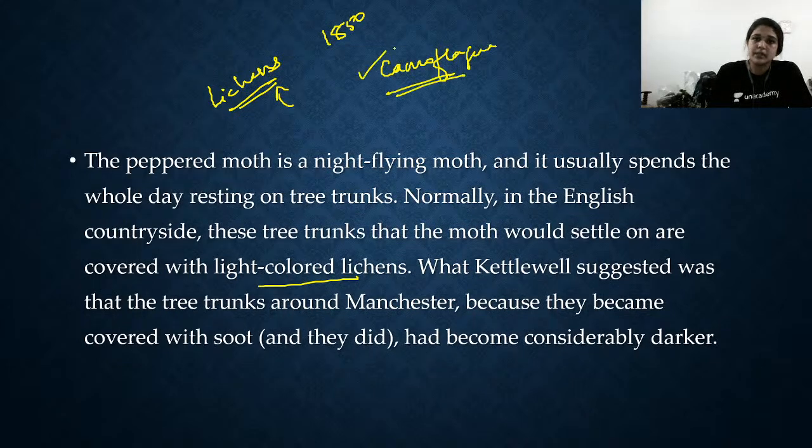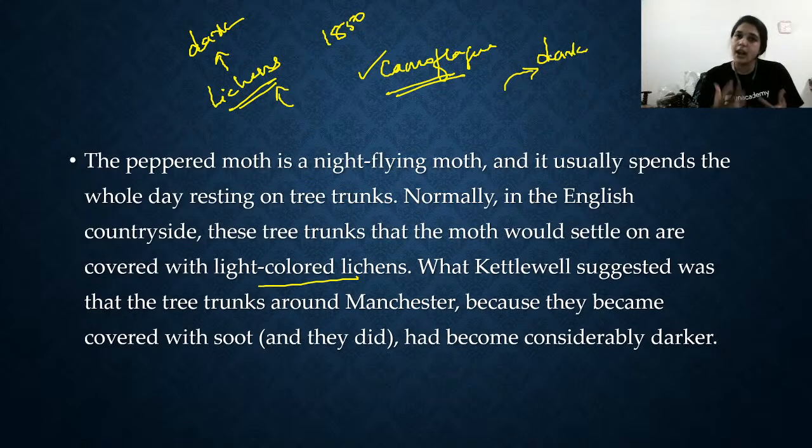They were not able to see, so predators found them tough to hunt. But after pollution, what happened? These lichens became dark. So on a dark colored surface, when a light colored animal is resting, there will be contrast and it is easily visible to the predators.